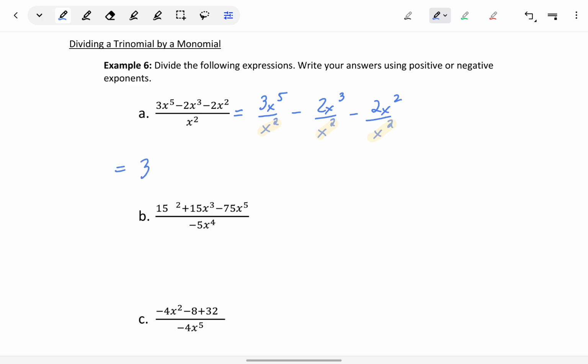Our first term will be 3 times x to the 5 minus 2, minus 2 times x to the 3 minus 2, minus 2 times x to the 2 minus 2, which will be the same thing as 3x cubed, minus 2x, minus 2 times x to the 0 power, which will just be 1.